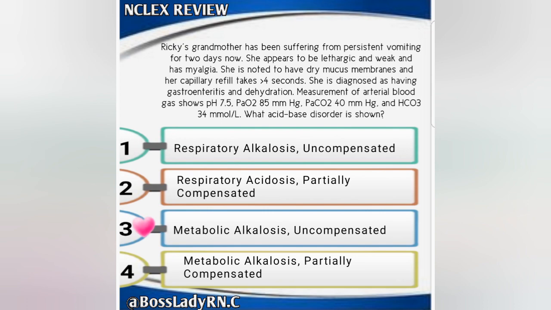And we will say it's uncompensated because one of the elements is within normal range. As you can see, carbon dioxide is within the normal range of 35 to 45 mm mercury.